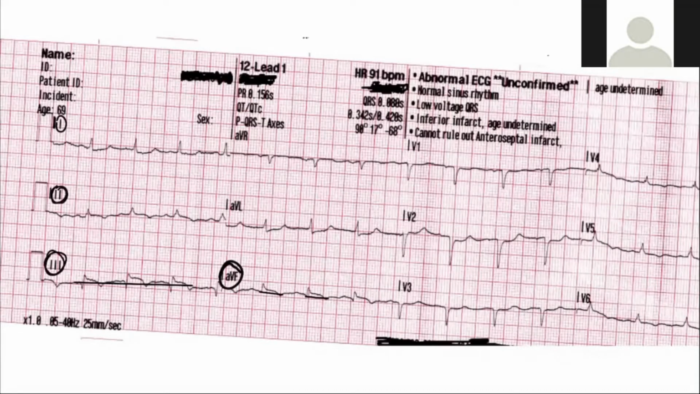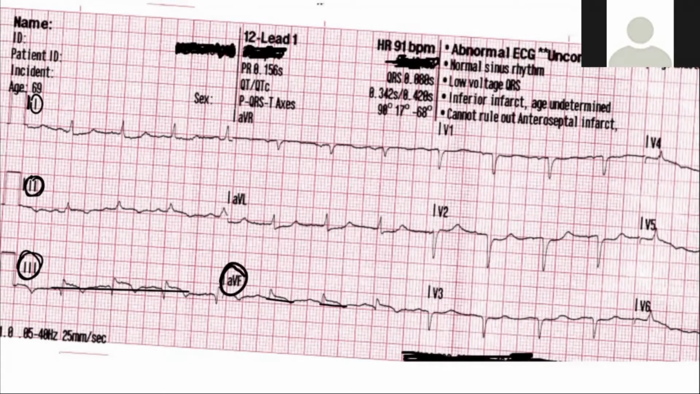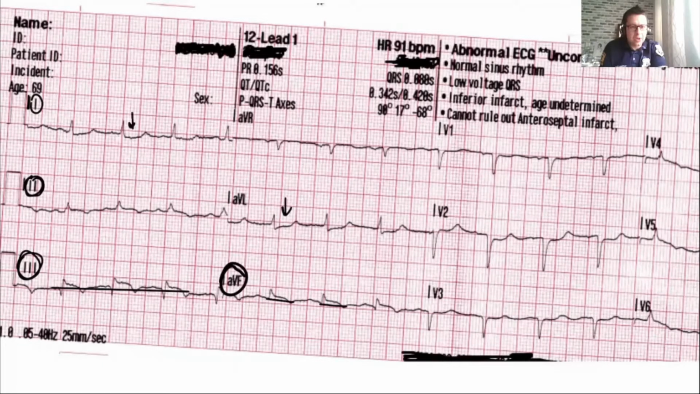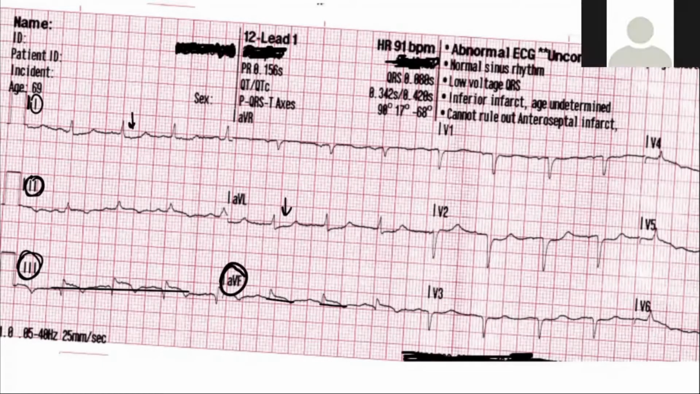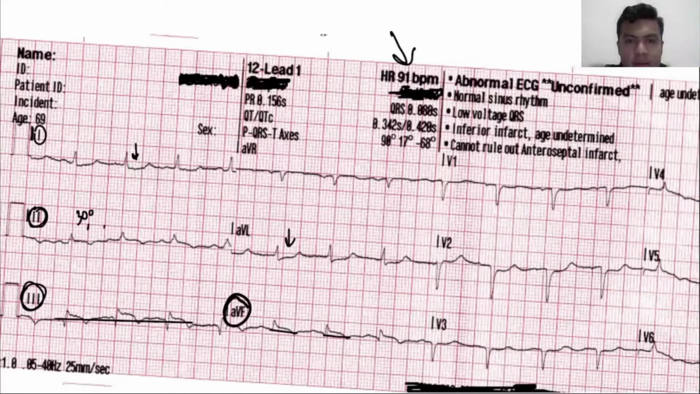All right, so you have some slight elevations in 2, 3, and aVF. You already know off this, you could just tell that it is an inferior wall MI. And what's happening here? You have depressions in 1 and in aVL. Yeah. So yes. But what do you notice about the heart rate? It's 91.